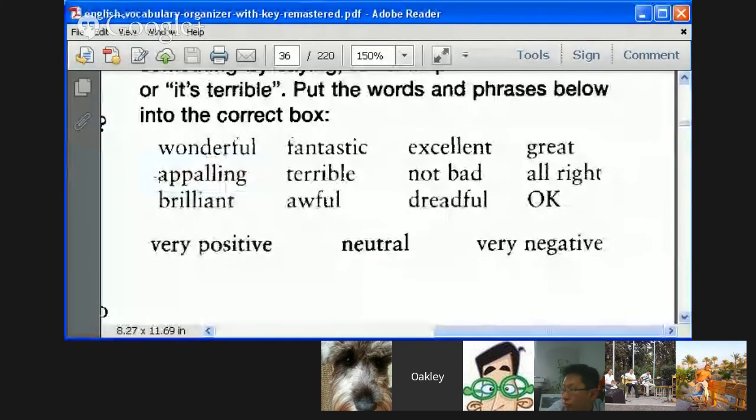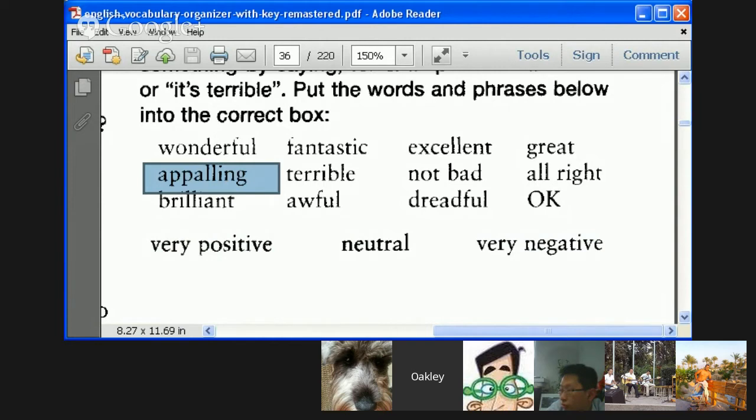Appalling. Is it positive, neutral, or negative, Jackie? Appalling. And you need to click on the blue box in the upper left-hand corner. Okay, I don't know if you're really there or not. Hey, Bear, appalling. Positive, neutral, negative.